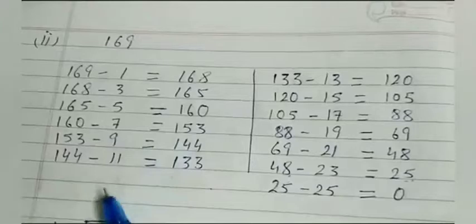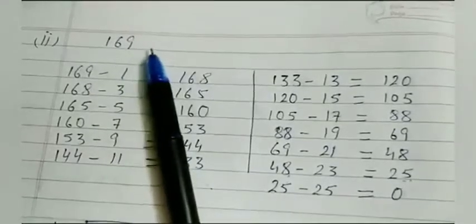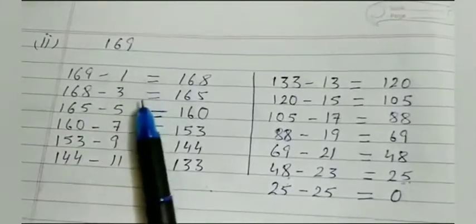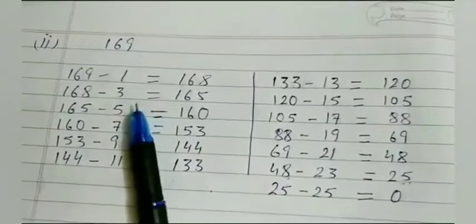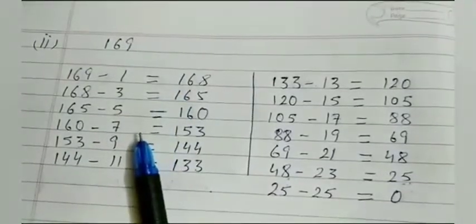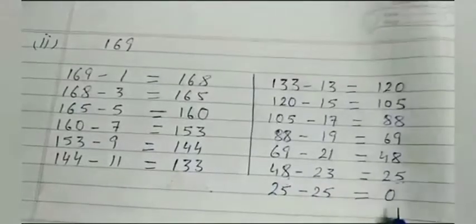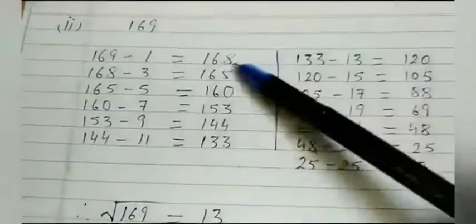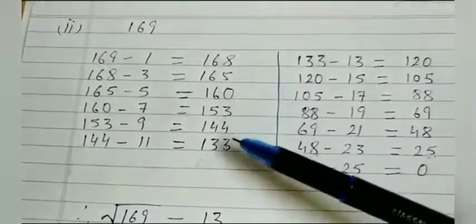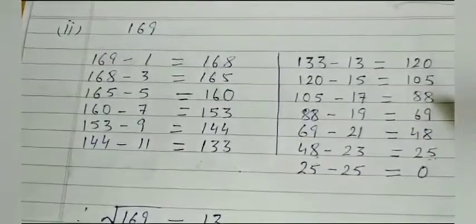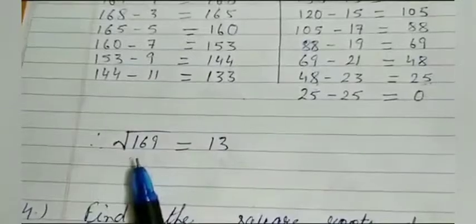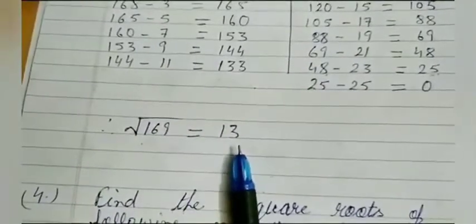We check with the next number. Next number is 169. We have subtracted odd numbers starting from 1. Clear? We take only odd numbers and obtain 0 in 13 steps. Count the steps: 1, 2, 3, 4, 5, 6, 7, 8, 9, 10, 11, 12, 13. So we write square root of 169 is 13.